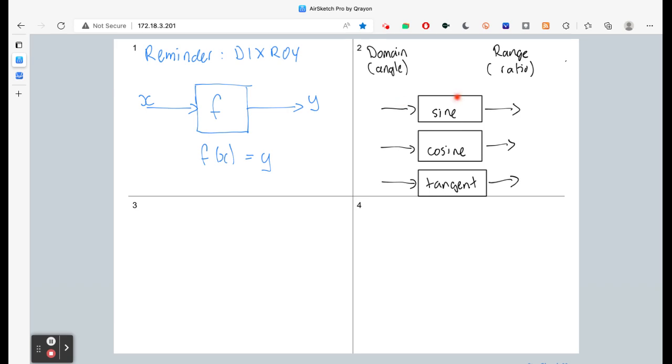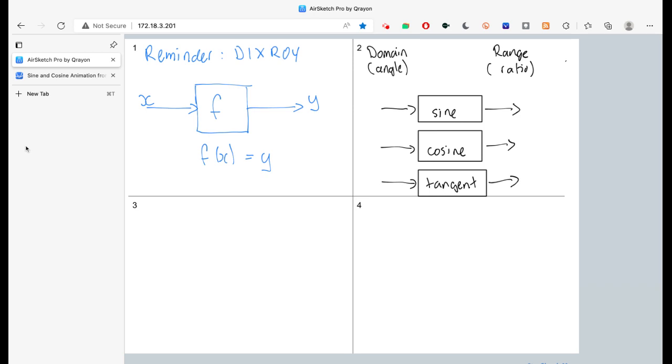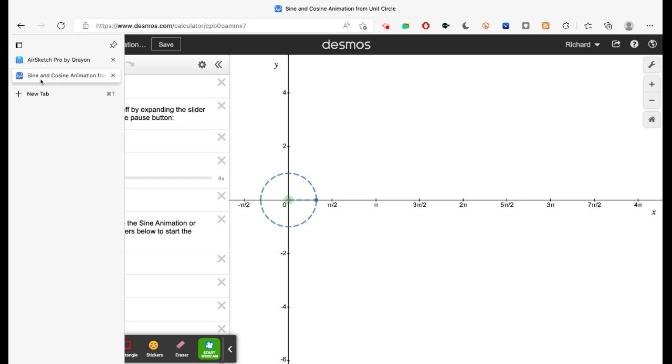So we have an input, we have sine, cosine, and tangent, as we've talked about on the unit circle, and then the output is just this value, this ratio. So what I'm going to do next is show you what that looks like using Desmos. Because if they're functions, then these functions can be graphed. What does the graph look like?